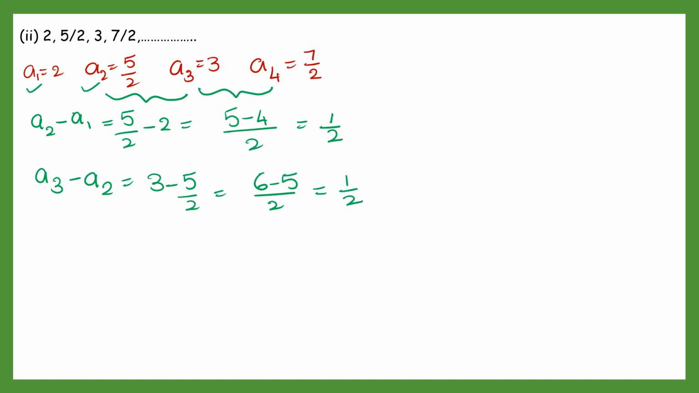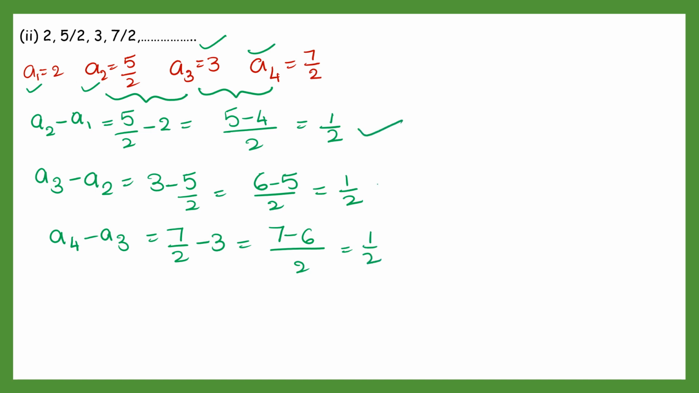Now you have another set, A4 minus A3. A3 and A4 are another set of consecutive numbers. So let's find the difference between them also. A4 minus A3, you get 7 by 2 minus 3. That is equal to, LCM is 2, so you get 7 minus 6, so 1 by 2. If you observe, the difference between consecutive terms is the same.